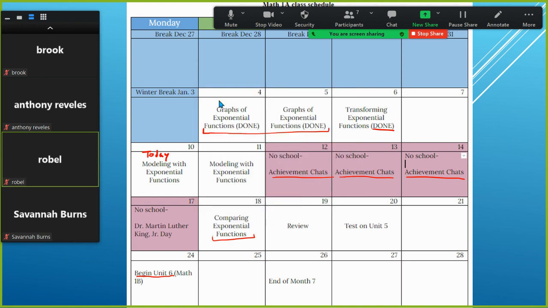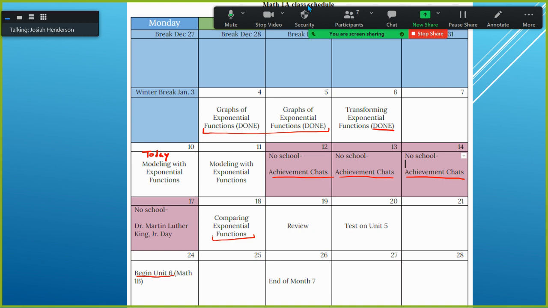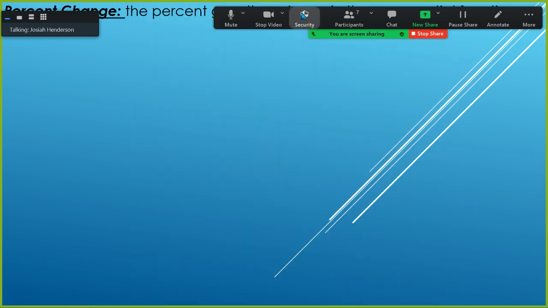Okay. And you know what? Later today, I'll send out this calendar again just in case it's helpful. So I'll send it out through the chat and email. Okay, let's get started on our exponential modeling. Okay, here we go.